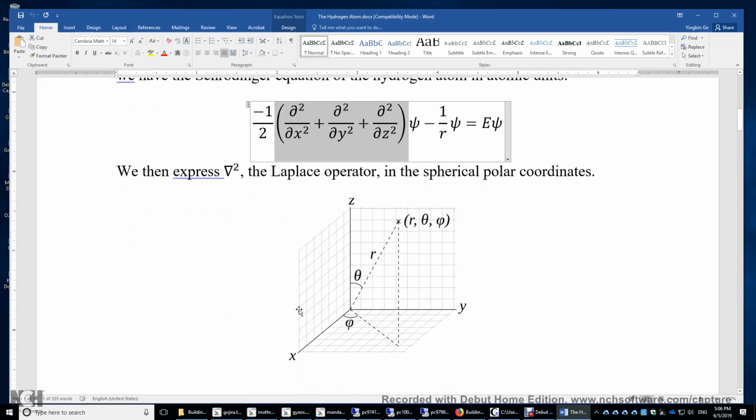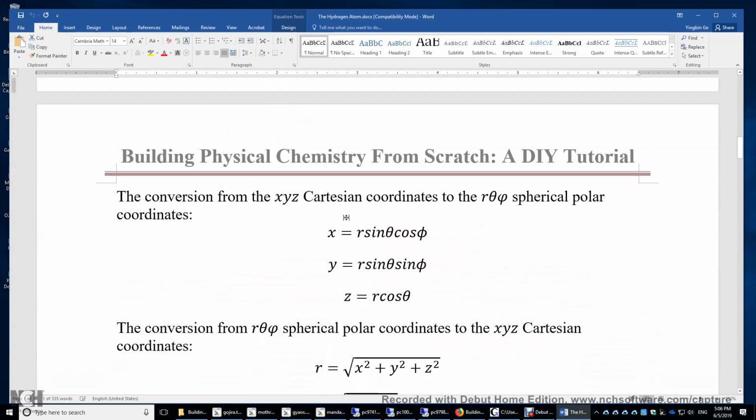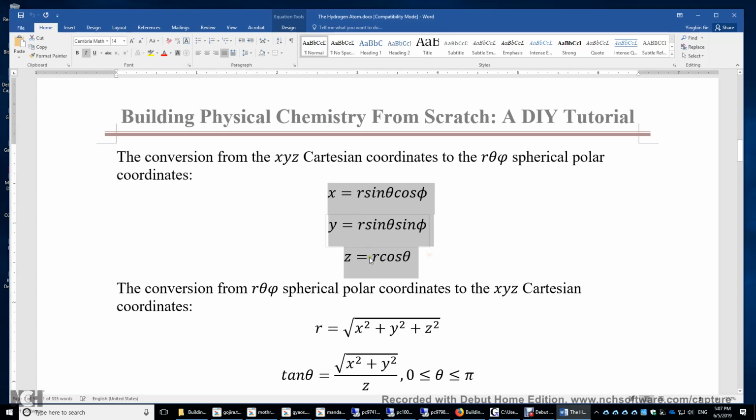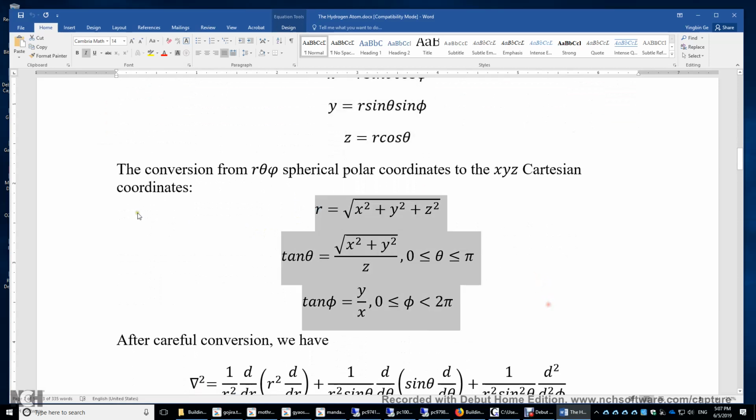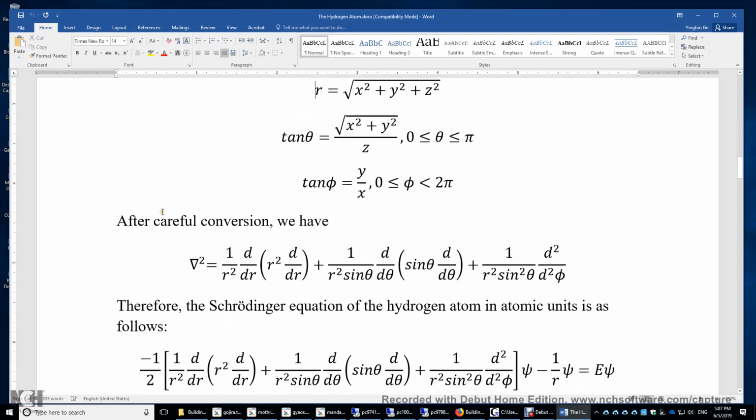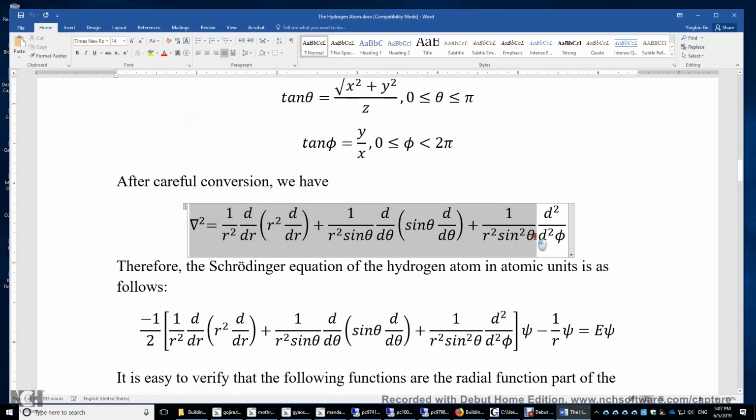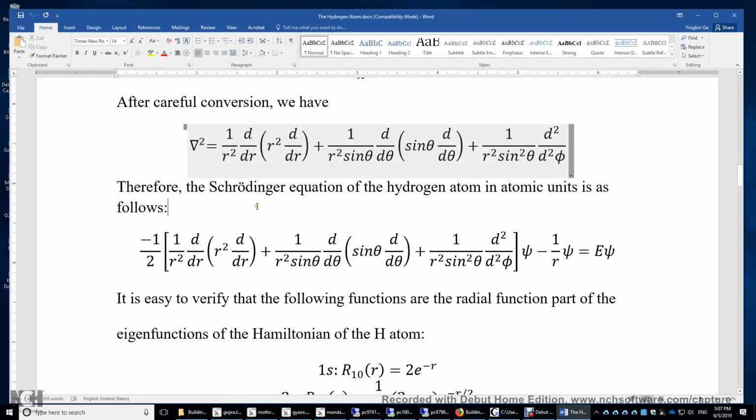So we convert x, y, z to r, theta, phi. The conversion is straightforward. It's right here. And then we can convert r, theta, phi back to x, y, z right here. And after careful conversion, we have this Laplace operator in terms of r, theta, and phi. And therefore, the Schrodinger equation of the hydrogen atom in atomic units is this.